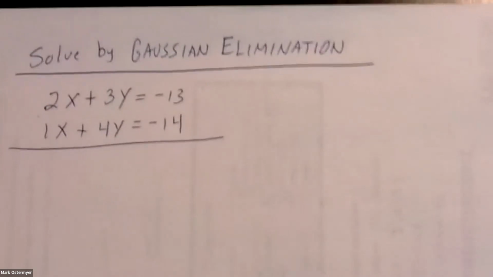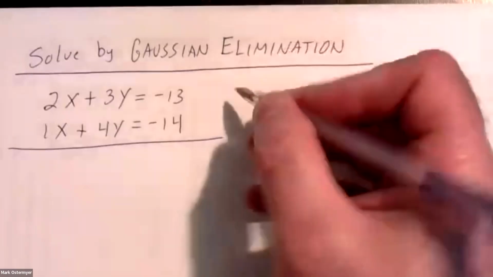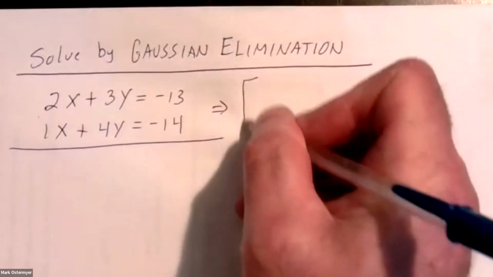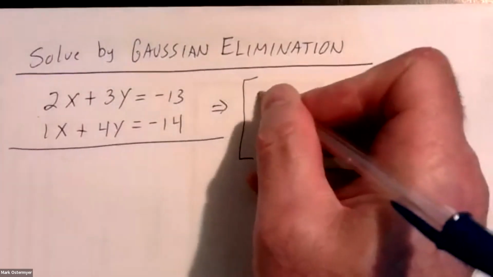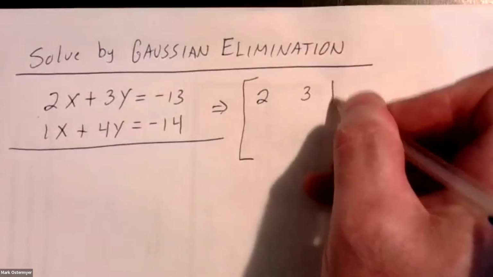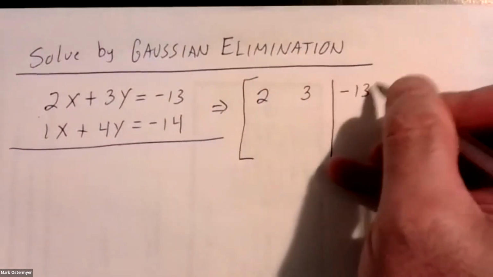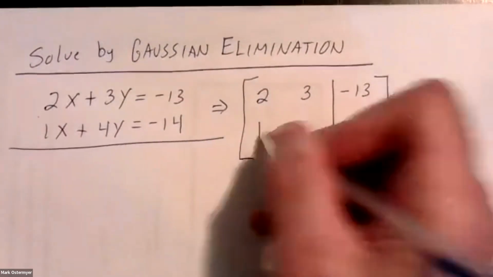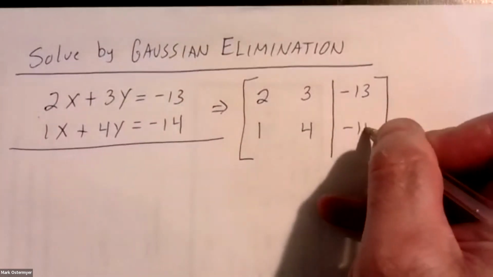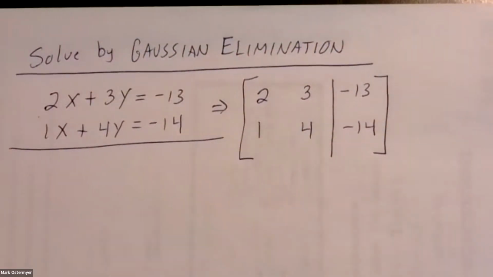All right, what's the first step? The first step is we have to represent the system of 2 equations using an augmented matrix. So we have to write this system in the form of a 2x3 augmented matrix. Here's the first equation as the first row, and here's the second equation as the second row. That's pretty easy to do. There's your system in the form of a 2x3 augmented matrix.